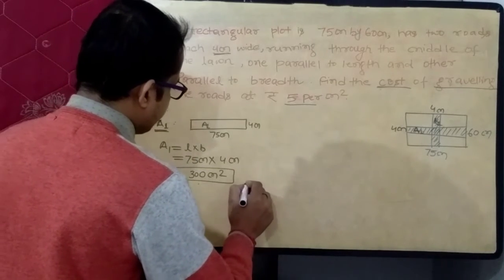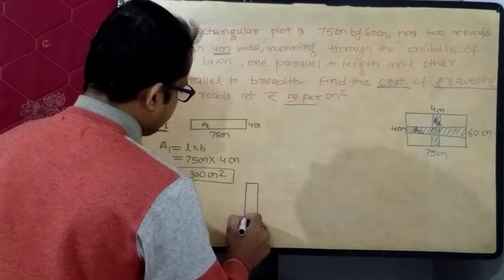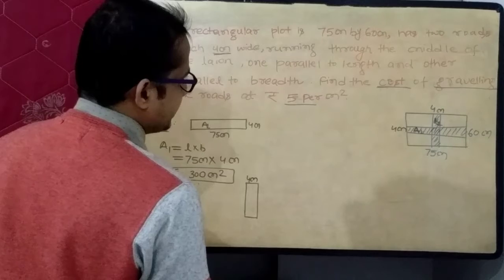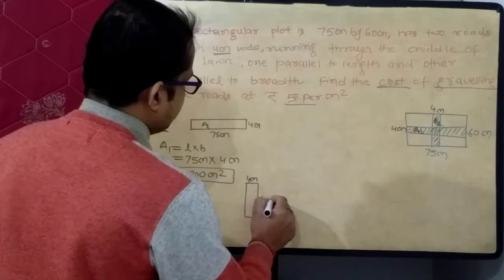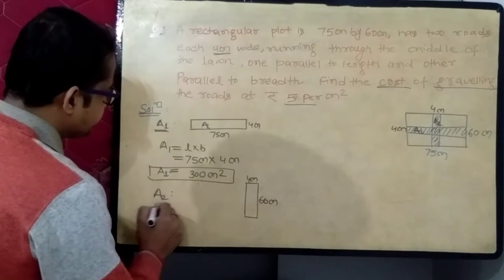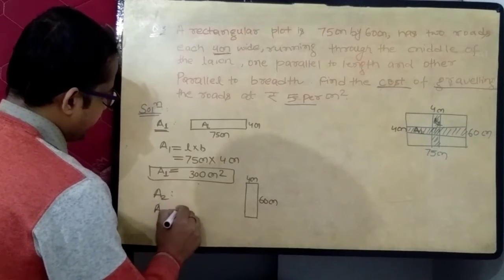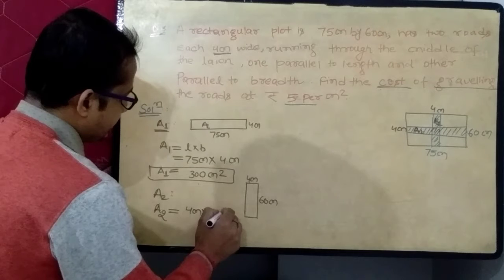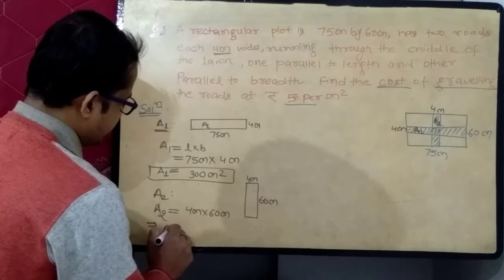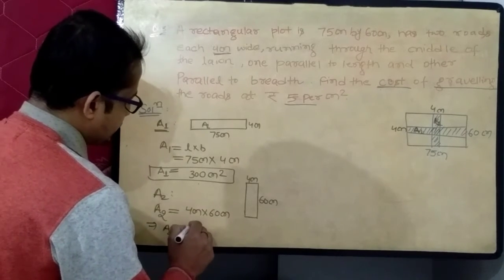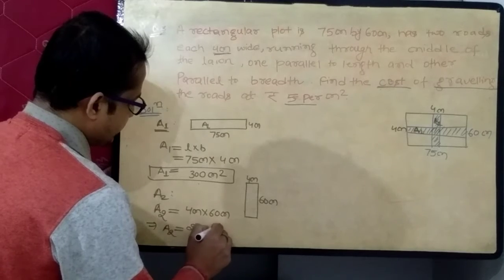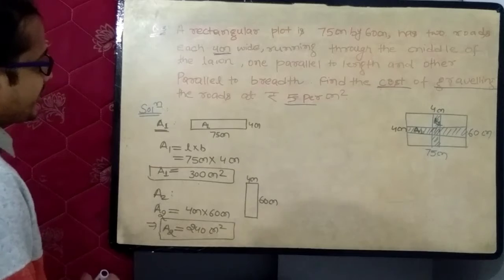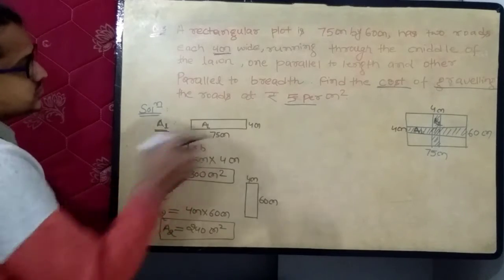Now you have to calculate area A2. So consider this path. This is 4 meter and this is 60 meter. So area A2 equals to 4 meter multiply 60 meter. This implies A2 equals to 240 meter square.